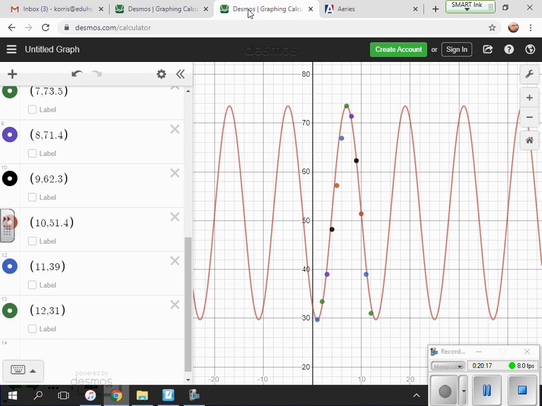Not a big deal, right? Fun, fun, fun. But you can see where it works and it matches up. This is what temperatures look like. This is what they cycle through. They cycle up and down as you go through the year.